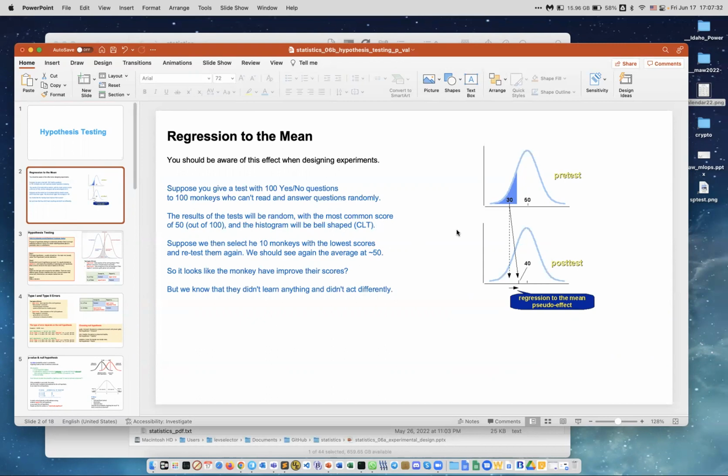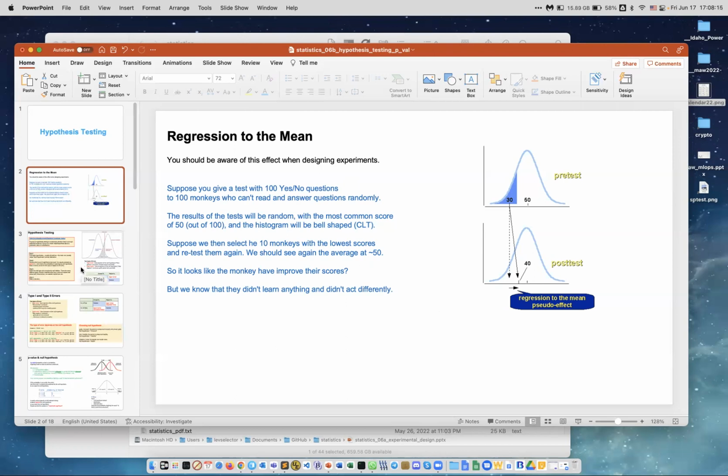Then you take the monkeys who performed the worst in this particular test, and then you wait a week, and then you retest. And again, because it's all random, you again will get a random score of 50. So you will happily publish an article saying that in this week monkeys improved, which of course is not true, but this is called regression to the mean. And this is an example of an experiment which was not correctly staged, right?